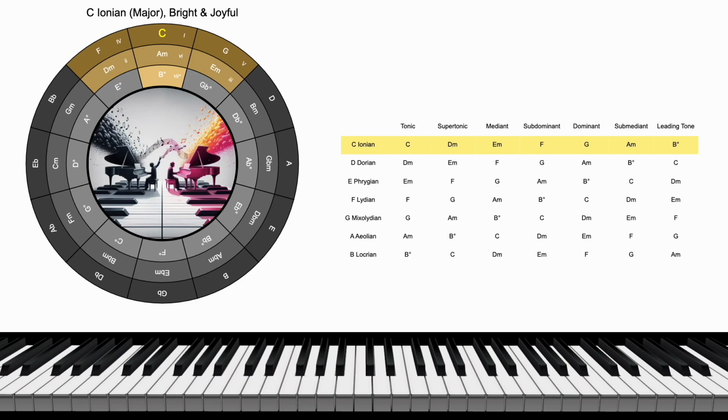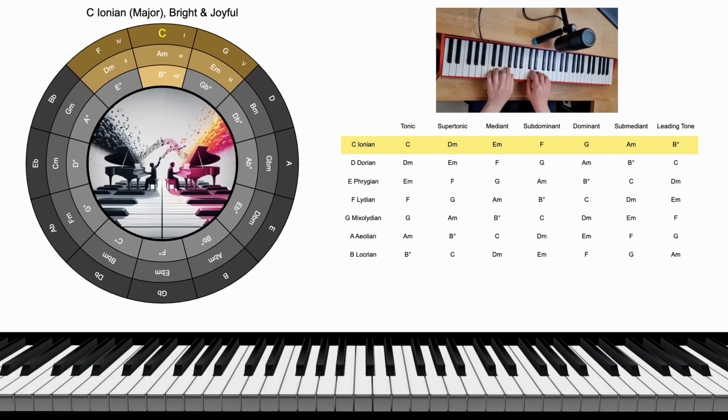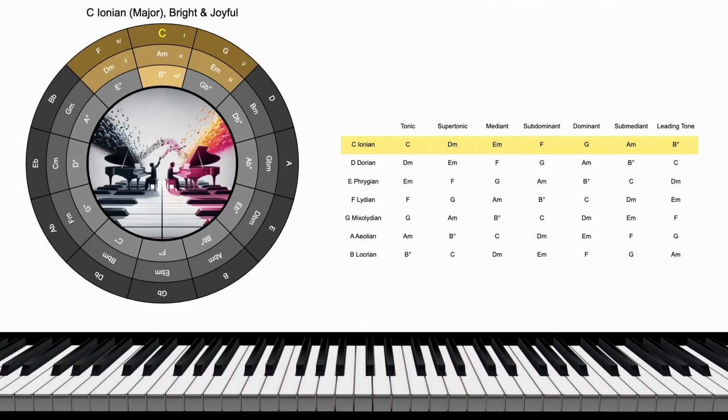There are 7 modes that we can use: Ionian, which is major, Dorian, Phrygian, Lydian, Mixolydian, Aeolian, which is natural minor, and Locrian. C Ionian, or major, contains the chord triads containing all the white notes, with C as the tonic, the starting note of the scale.